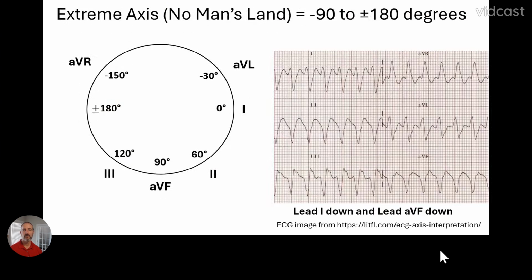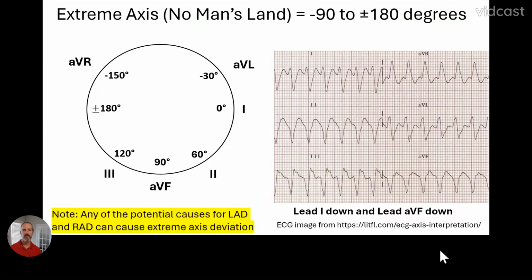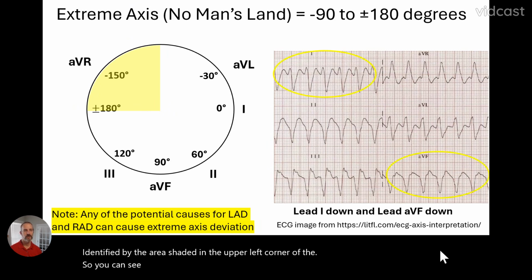And then an extreme axis, sometimes referred to as no man's land, would be identified by the area shaded in the upper left corner. Any of the potential causes for LAD or RAD can be associated with an extreme axis. With the image on the right, we are again looking at leads 1 and AVF, and in this case both thumbs are down, indicating that we have extreme axis deviation.